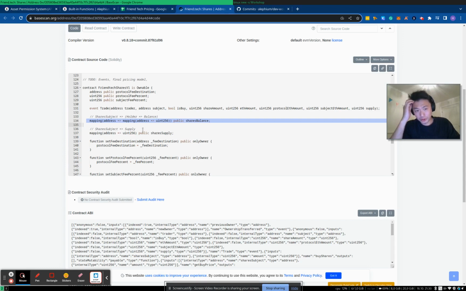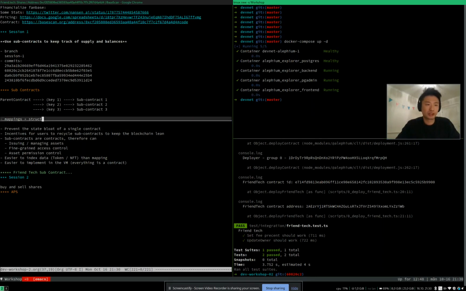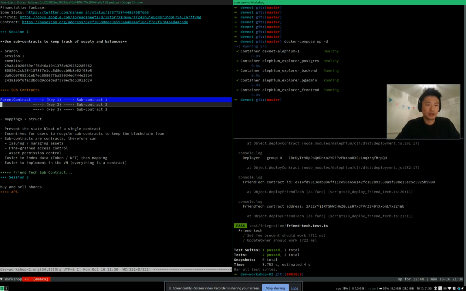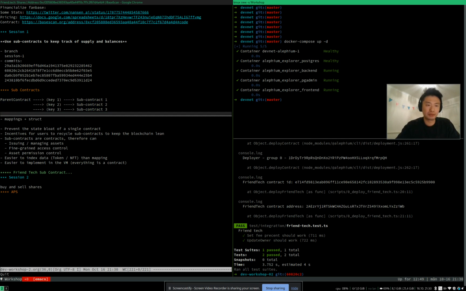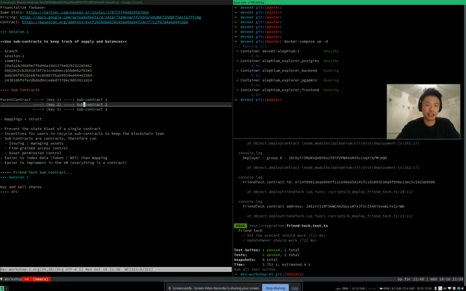In Graph, we actually don't have the mapping data structure. Instead, we have something called subcontracts. The way it works is that if we have a contract, given a key, we can programmatically generate or create a subcontract from that. And if you have a set of keys, you'll be able to create a set of subcontracts. This resembles the shape of a map because we can go from a key to its value.